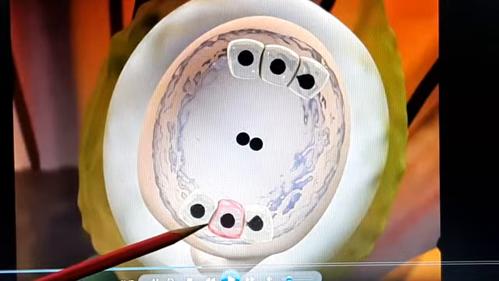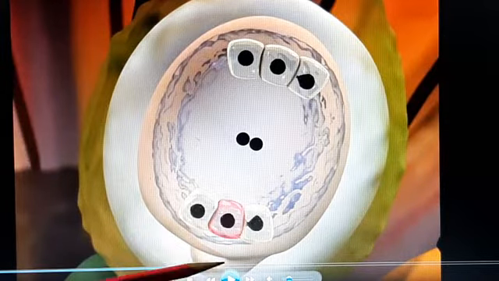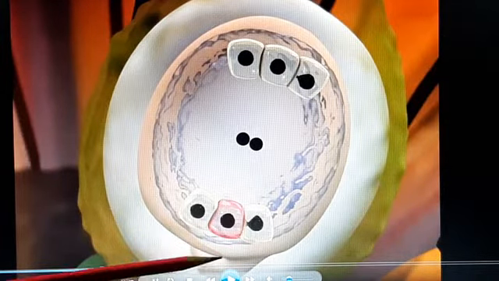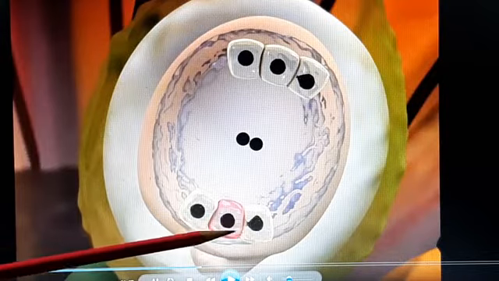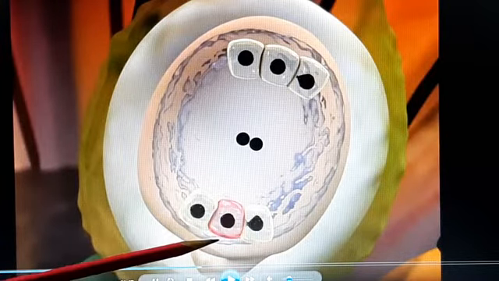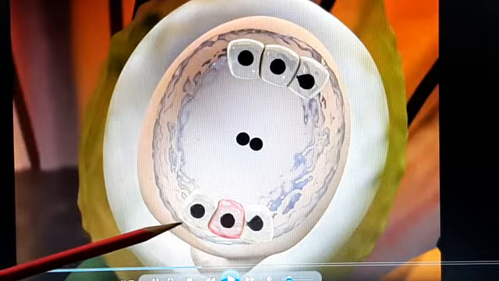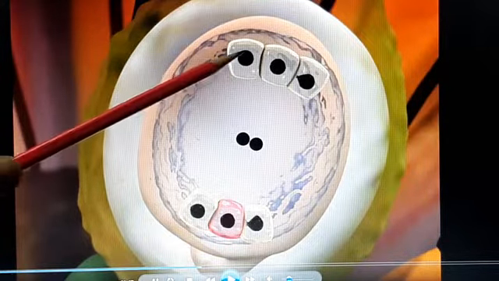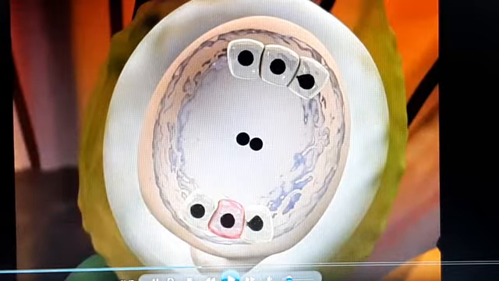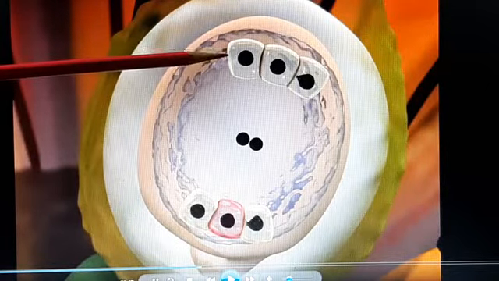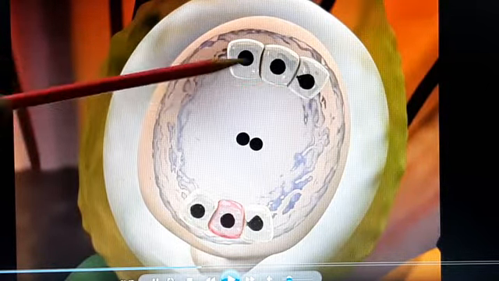There's an opening at the ovule only at one end. The 3 cells at that end are called the egg apparatus. The center cell is called the egg cell, and the 2 side ones are called synergids. Whereas the 3 cells at the opposite end, or opposite pole, are called antipodal cells.